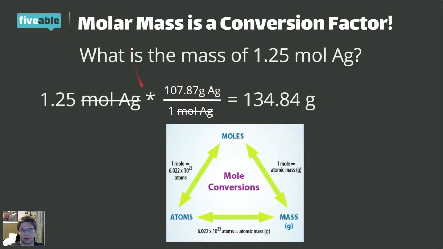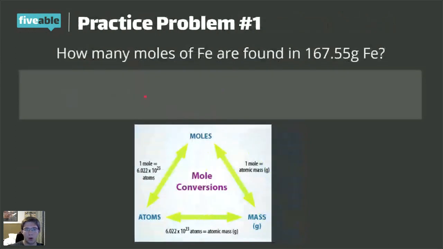All right, so let's look at a practice problem. How many moles are found in 167.55 grams of iron? So here you're going to actually have to flip your conversion factor in order to get your answer, right? Instead of going from moles to grams, we're going from grams to moles. Jeez, I can talk today.